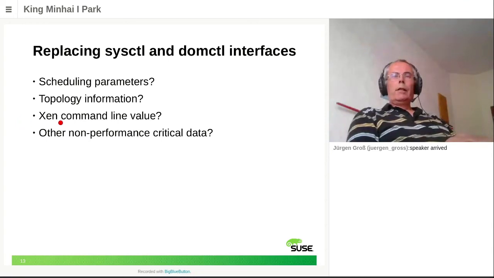We could even replace more sysctl stuff like the command line which was used to start Xen. Should be a no-brainer, more or less. But other information which is presented via xl info might be a candidate as well. And there's a lot of other non-performance critical data which can be replaced using the hypervisor file system.